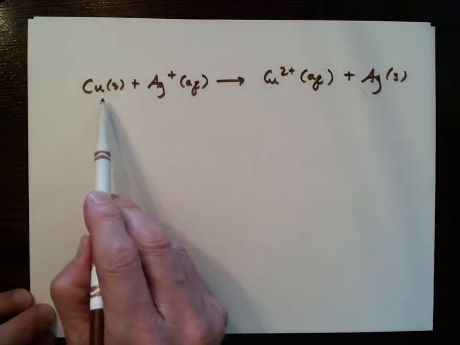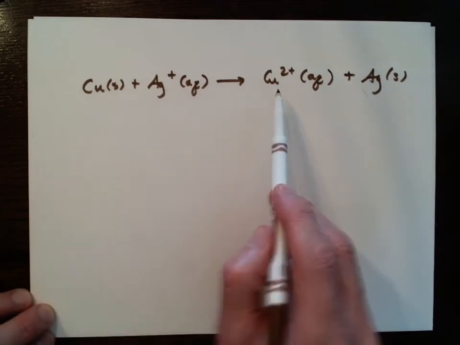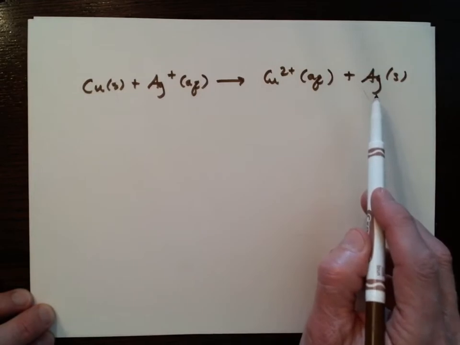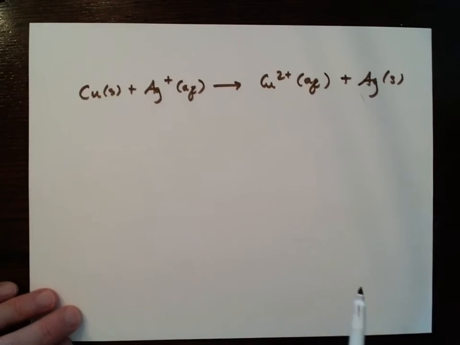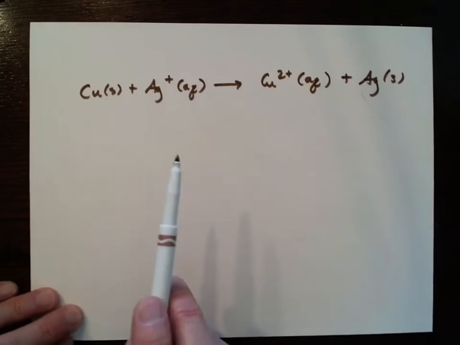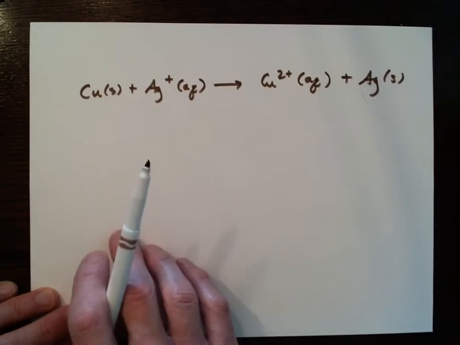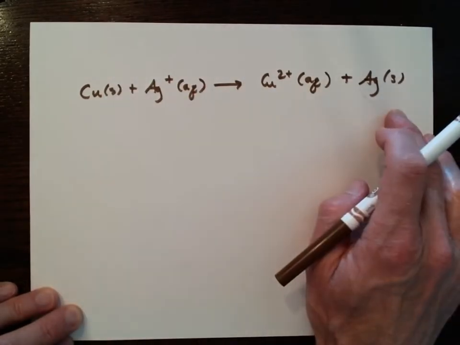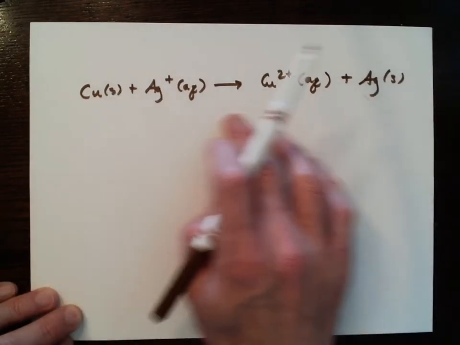On this side of the equation, I have one copper, and I have one copper on this side of the equation. And if I look over here, I have a single silver, and over here I have a single silver. So we might suspect that this reaction has been balanced, but it's not. And the reason why it's not balanced is because in addition to a law of conservation of mass, which this equation obeys, there's also a law of conservation of charge, which this equation does not obey.